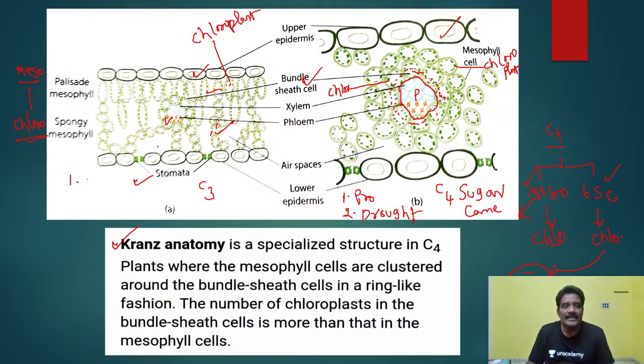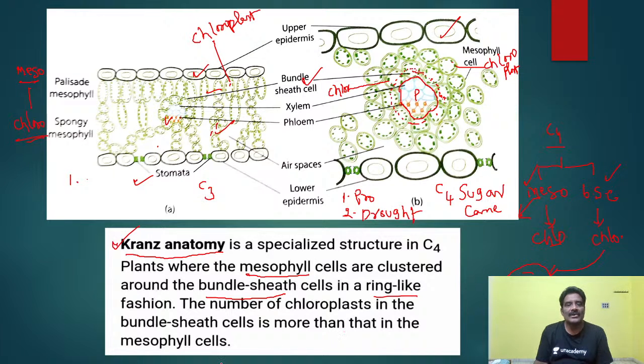So here you see what I am telling, this is a peculiarity in the anatomy. Am I correct or not? The vascular bundle is surrounded by a ring of bundle sheath here. That type of anatomy is called Kranz anatomy. Here you see this is Kranz anatomy. Kranz anatomy is a specialized structure in C4 plants where mesophyll cells are clustered around the bundle sheath cells, in a ring-like form.